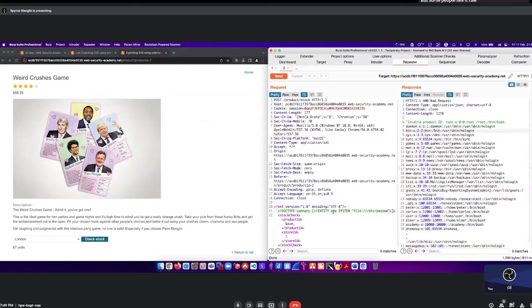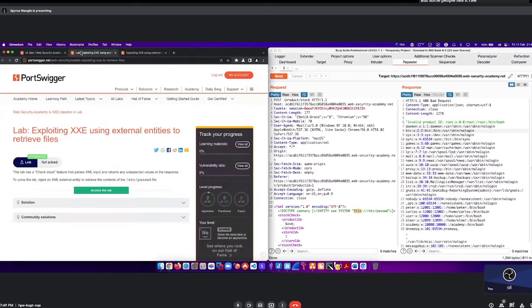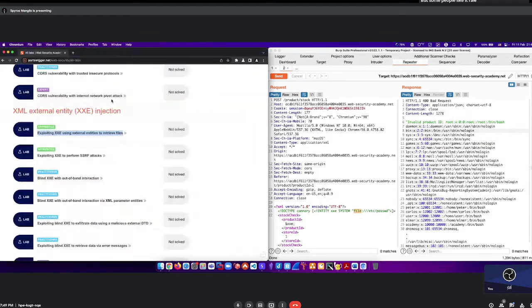Okay, that was quite simple and pretty easy, right? We just inject the doc type, we are adding the system external entity, and from there we are requesting the file of etc password. Cool. I'm gonna do one more. That was fast.